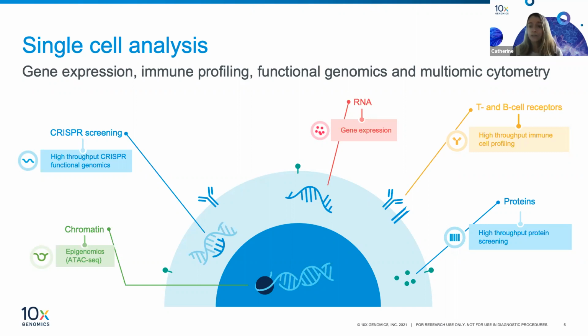If you are studying cell differentiation or lineage mapping, you might be interested in our epigenomic assays. We have our ATAC assay, or our combined multiome ATAC and gene expression solution, where you get both of those modalities from the same single cell. Finally, if you are interested in CRISPR screening, you can look at perturbation profiles of individual single cells using our feature barcoding technology.